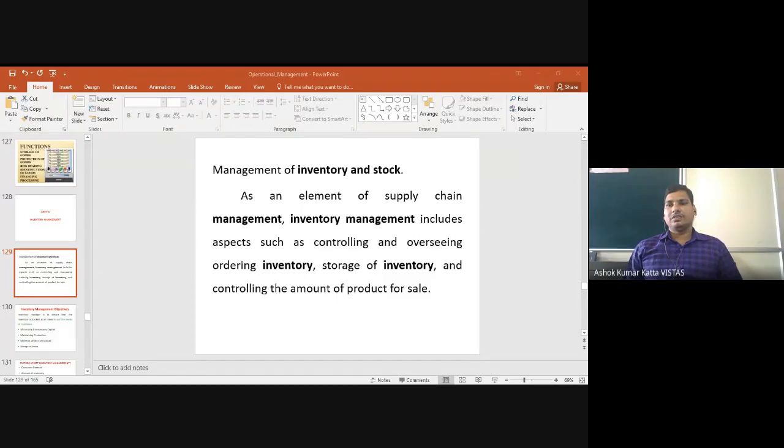From the beginning of this subject, I have been telling you continuously that inventory, or the stock or the material, is a very, very important resource of the company. Based on this only, they are going to be determining the capacity or the quality of the company.